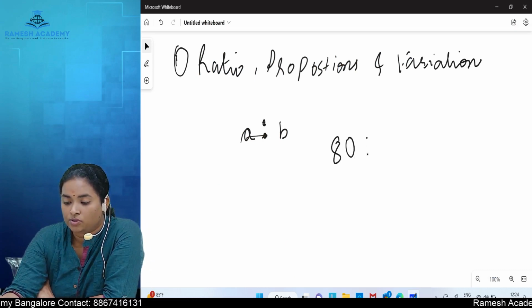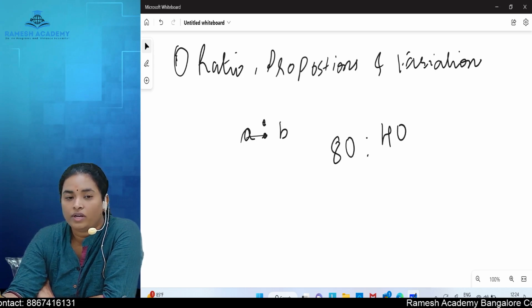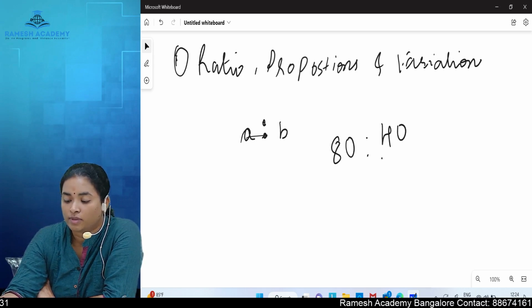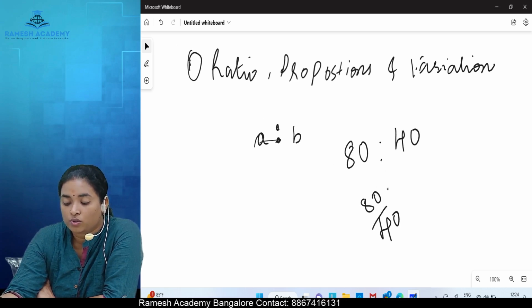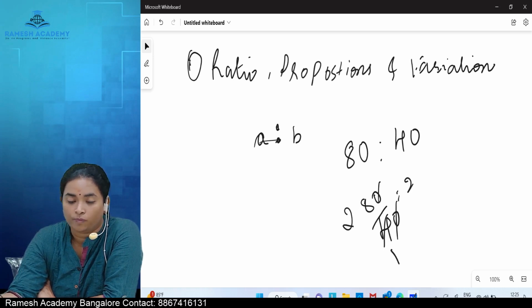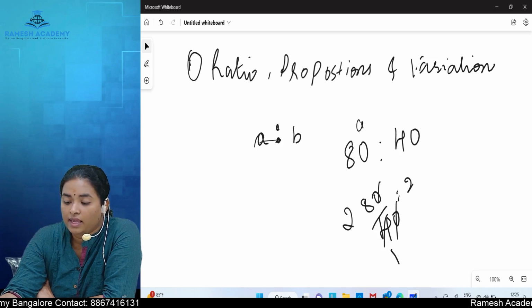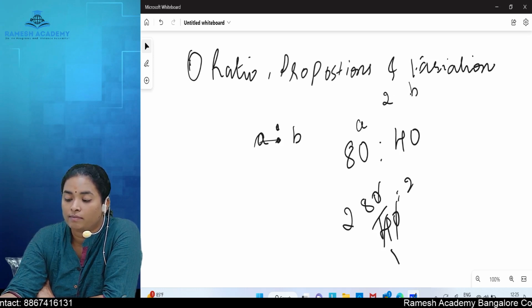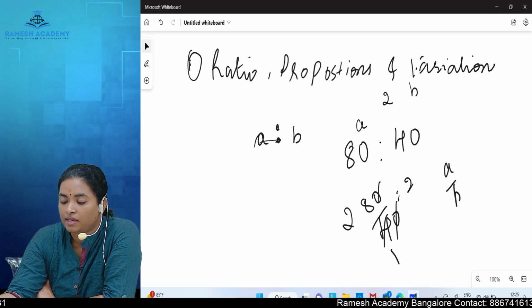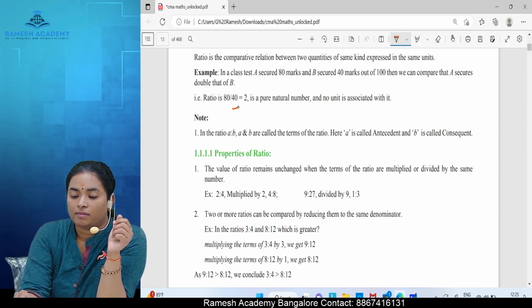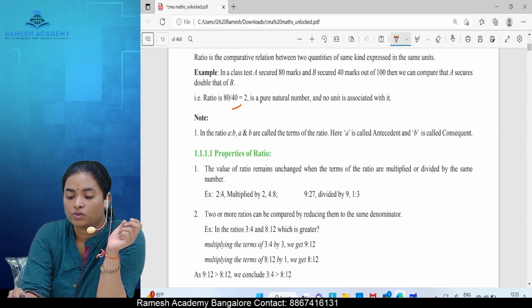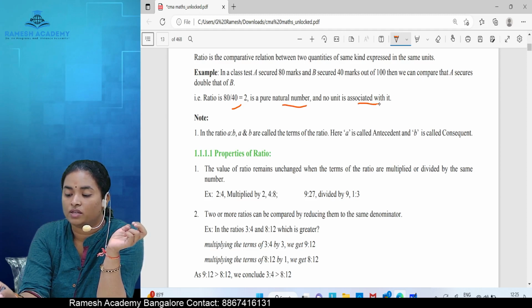80 is to 40. Now how did I get 2? You can do the normal division method. 80 by 40 can be written like this also, which is another way of writing it. Four ones are four, four twos are eight, so it is 2. So the ratio is like A is 2 times more than B. So A by B is equal to 2. That is why they say it is double. 80 by 40 is 2, a pure natural number, and no unit is associated with it.